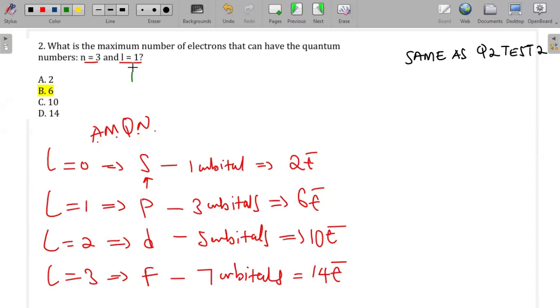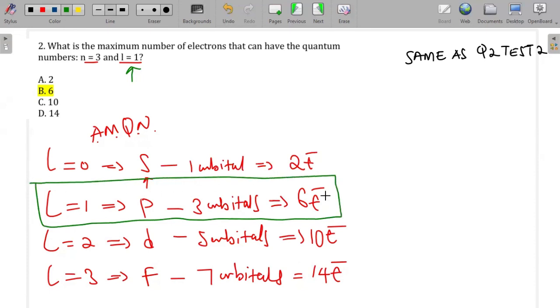So here my L is what? 1. So my L is 1, so I'll just go there. What is the total number of electrons that I can see? 6. So I pick 6 as my best answer. Meaning that if your L was 0, you would pick 2. If your L was 2, you'd pick 10. If your L was 3, you'd pick 14. And this question here is the same as question 2 from test 2.